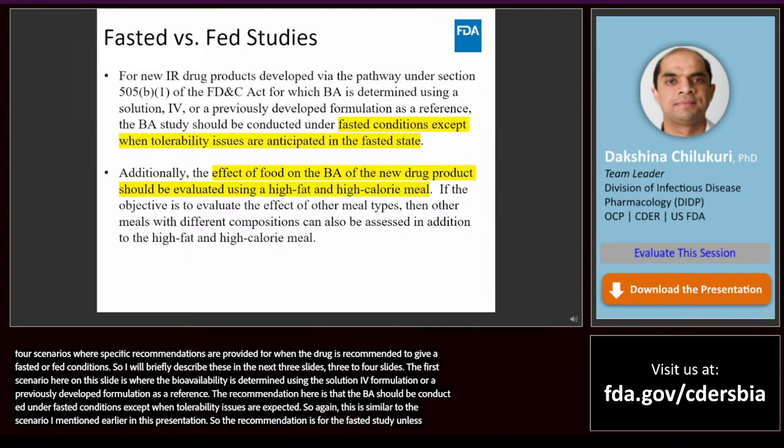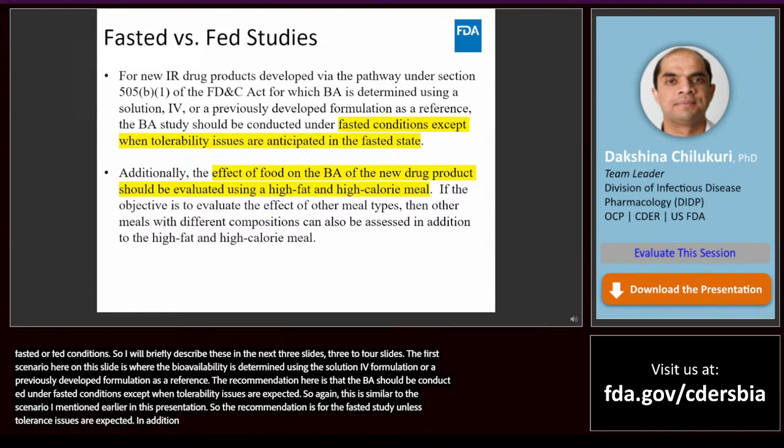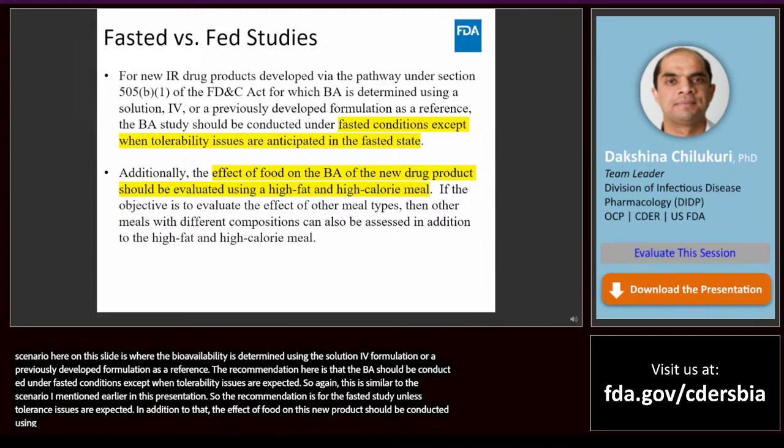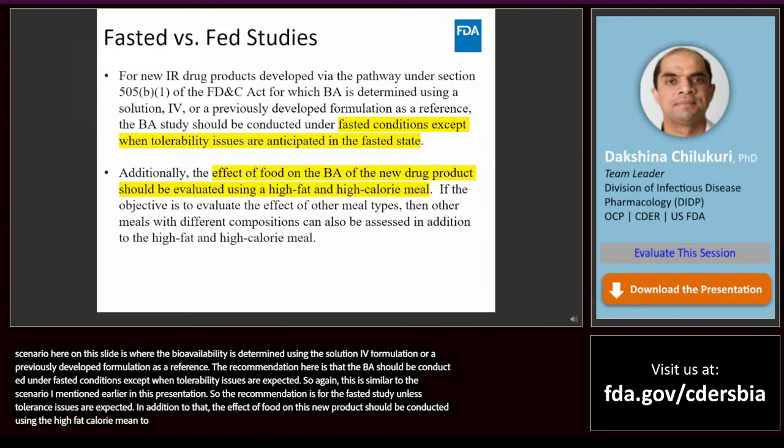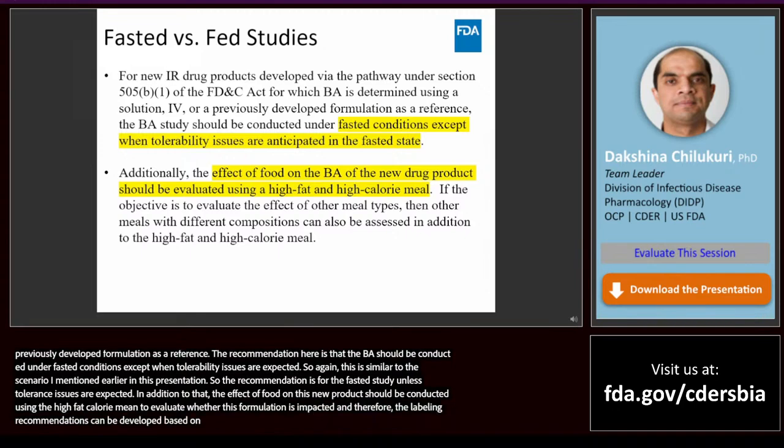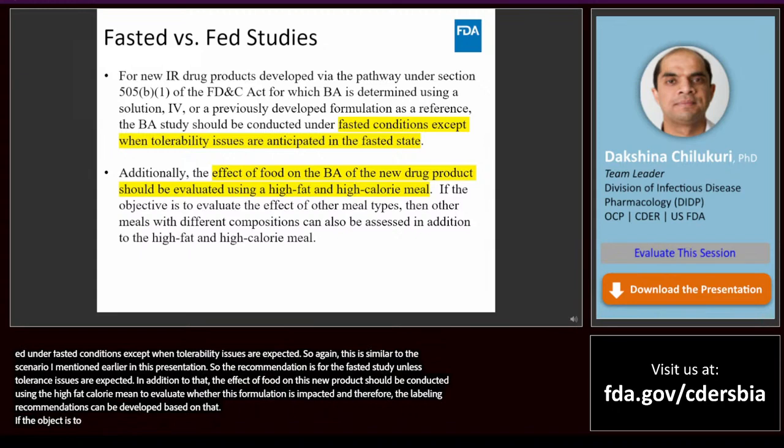And in addition to that, a food effect study on the new drug product should be conducted using a high fat and high calorie meal. This is to evaluate if food impacts this new formulation, and therefore the labeling recommendations can be developed based on that. And if the objective is to evaluate other meal types, then these other meal compositions, such as a low-fat meal or a moderate-fat meal, can also be assessed in addition to the high-fat and high-calorie meal.